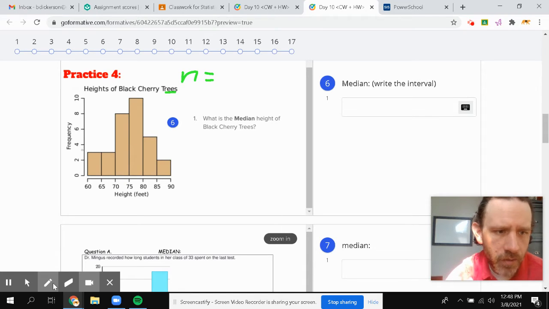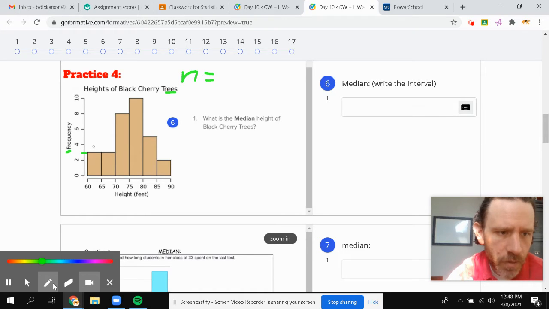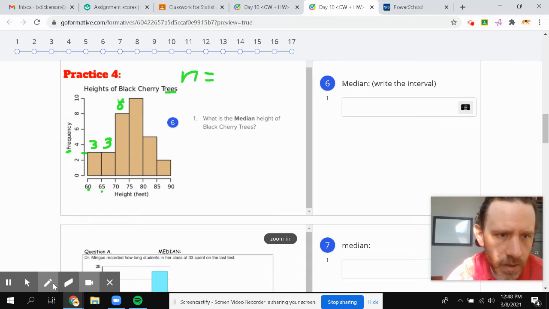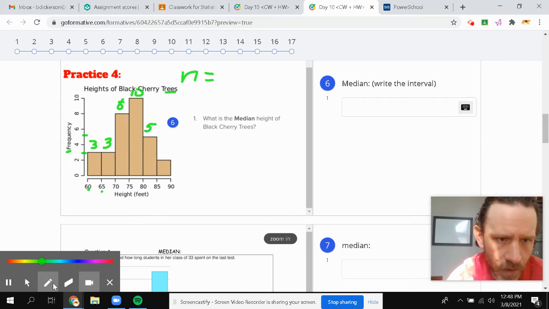We look at the frequencies, which are on this y-axis. So the first block has a frequency of 3. That means there's 3 cherry trees that have a height between 60 and 65. All right. The next one, same, 3. And then we go up to the next one, which is 8. The height of the top one here is 10. This height, if I look at it, go over to the y-axis, it's at 5. And then this last one has a height of 2.